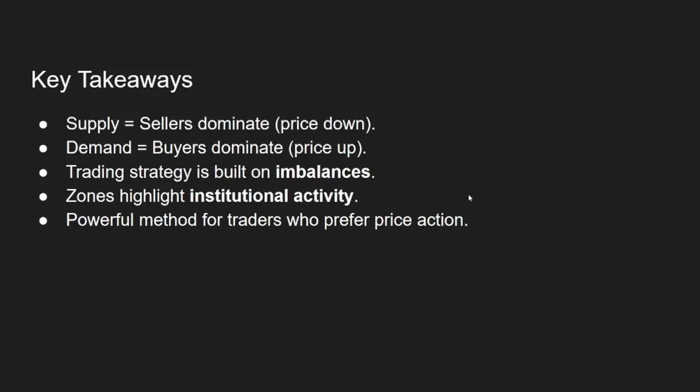So what did y'all learn? These are some key takeaways. When you think supply, think sellers. Supply equals sellers dominant, and price is going down. When you think demand, think buyers, and price is going up. This trading strategy is built on imbalances, where price is stalling out and then we get a big burst in either direction. The market is balancing, agreeing on price, and then it just bursts out.